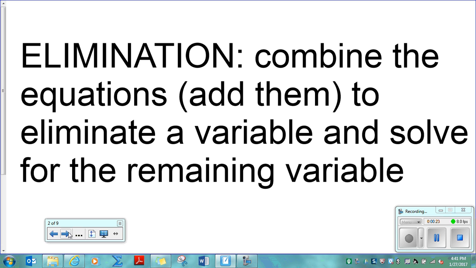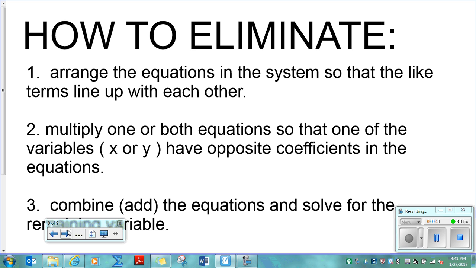So elimination is just combining the equations. Basically, we're adding them together. And our goal is to eliminate one of the variables, so hopefully we're adding opposite coefficients, where the variable will go away, and then we solve for the remaining one. Okay? So how to eliminate?